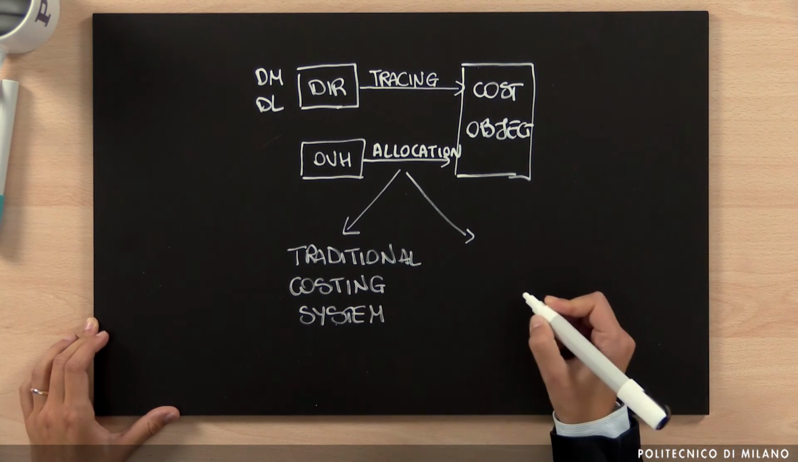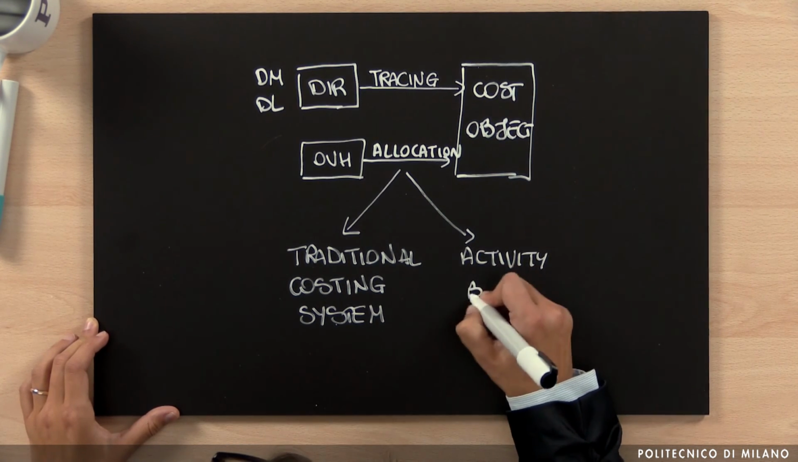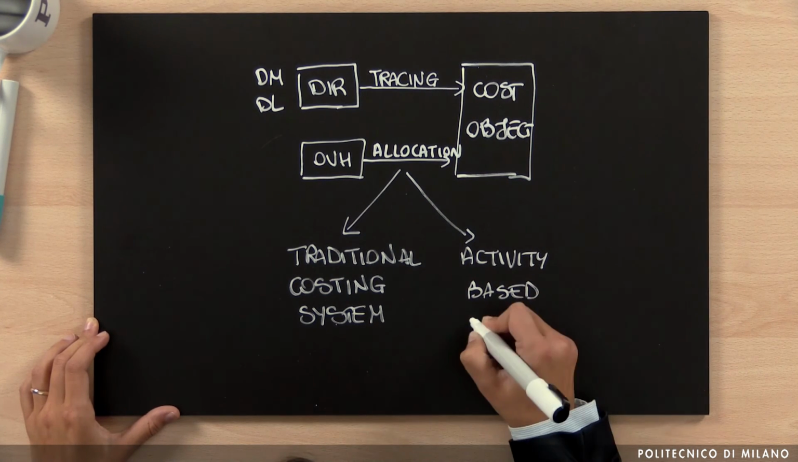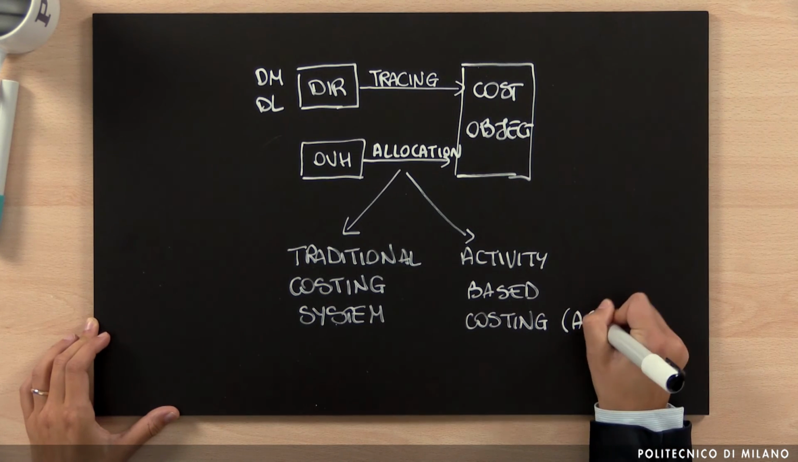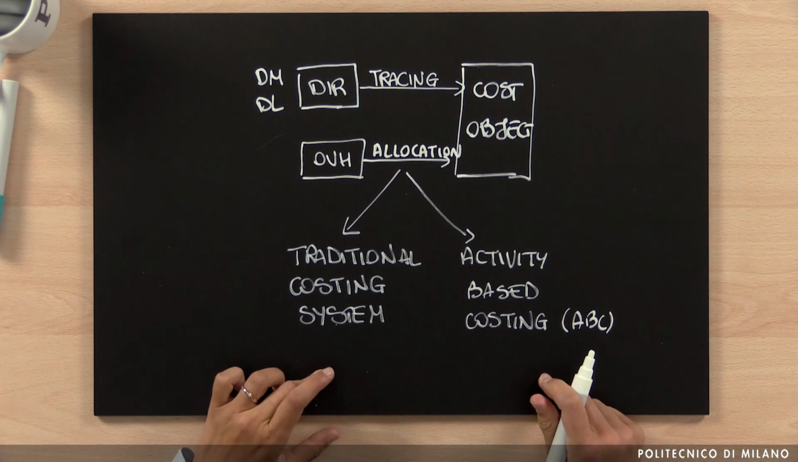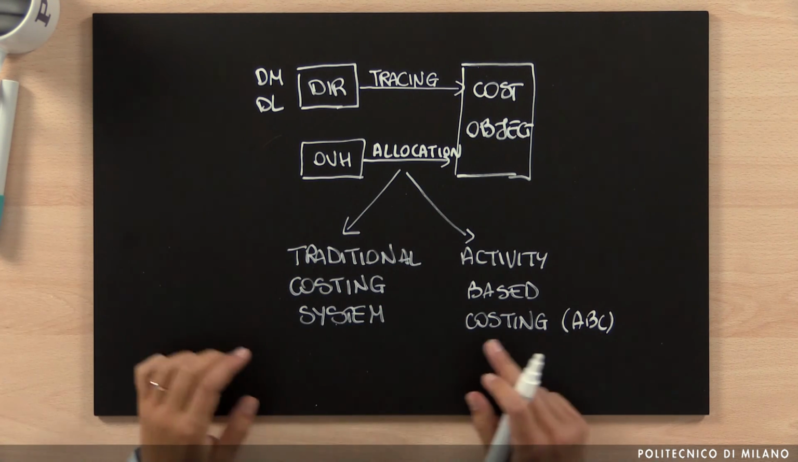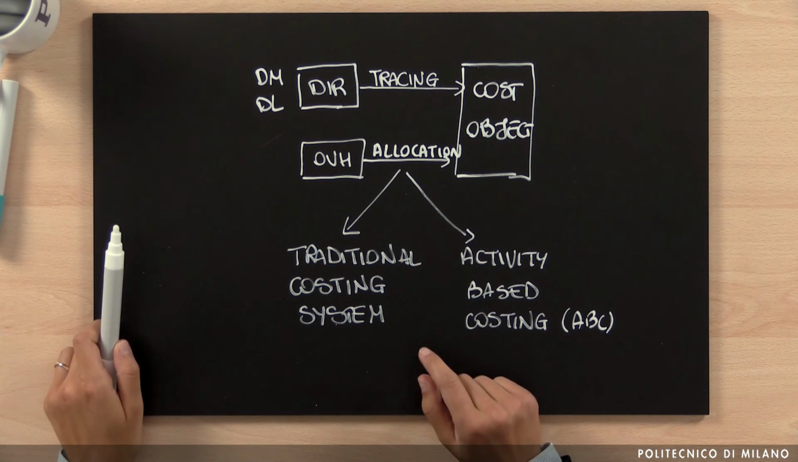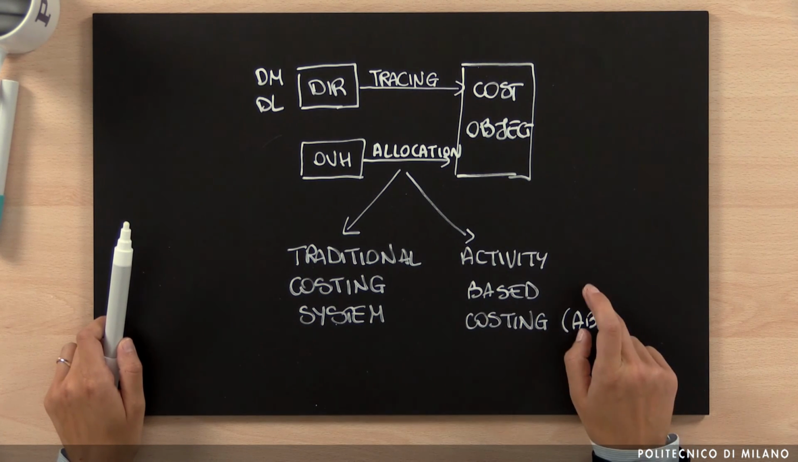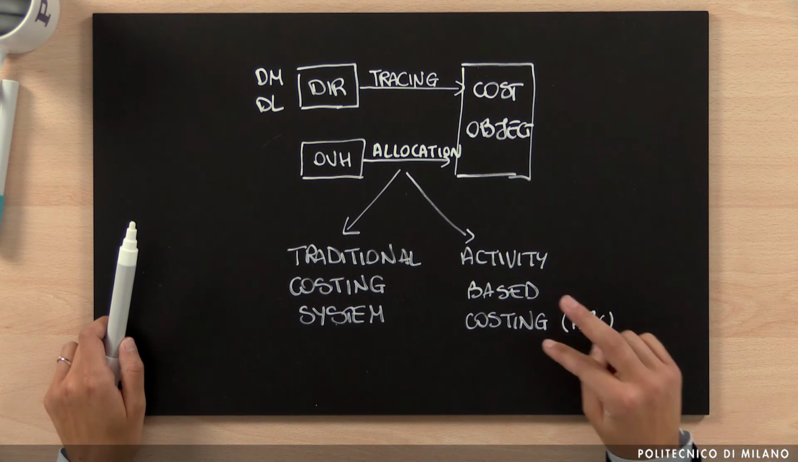or we can use another approach, which is defined as activity-based costing system, which is often abbreviated as ABC. What's the difference between the two approaches? In both of the cases, we are allocating the overheads to the cost object by using K, but if we have traditional costing system, we are just performing the allocation one time. While in the second case, with activity-based costing, we are performing the allocation, so we are calculating the allocation coefficient, twice, with a final objective to improve the precision in the allocation of the overhead.